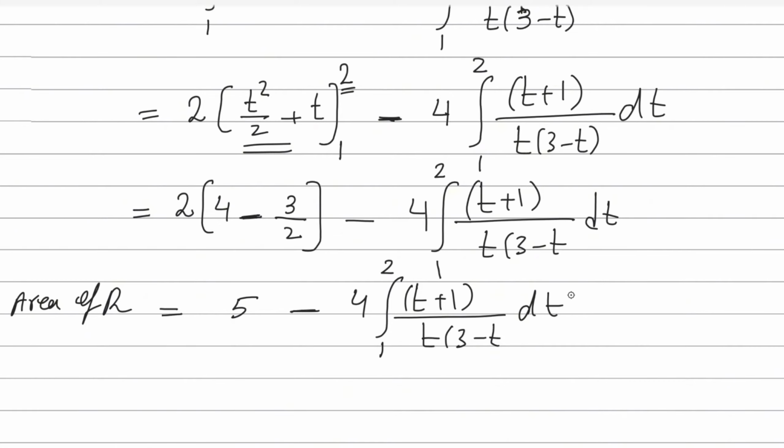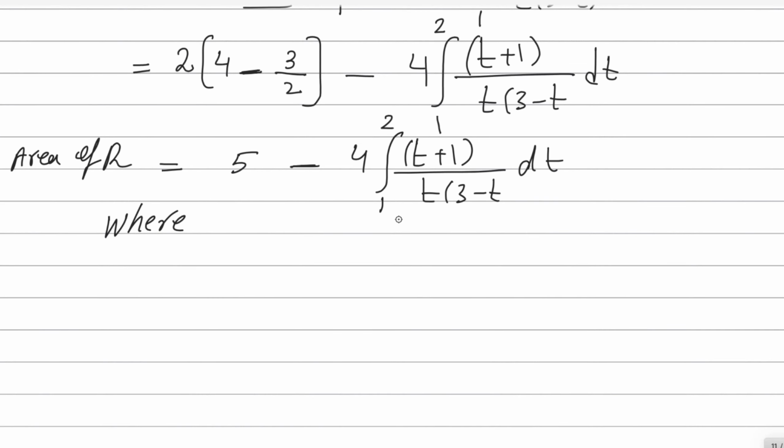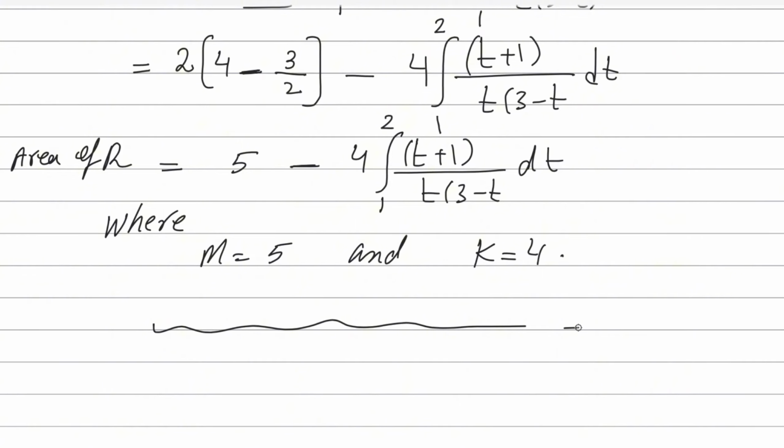dt, where you can mention the values. If you compare this one with that, the value of m is 5 and the value of k is 4, where m equals 5 and k equals 4. So this is the answer for the second part.